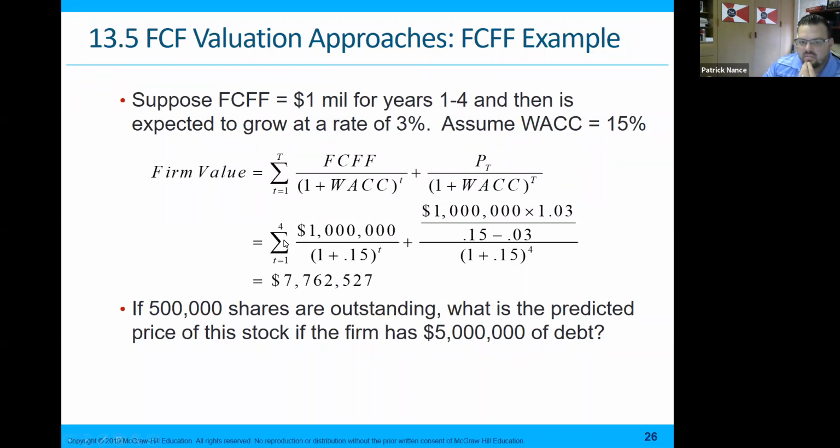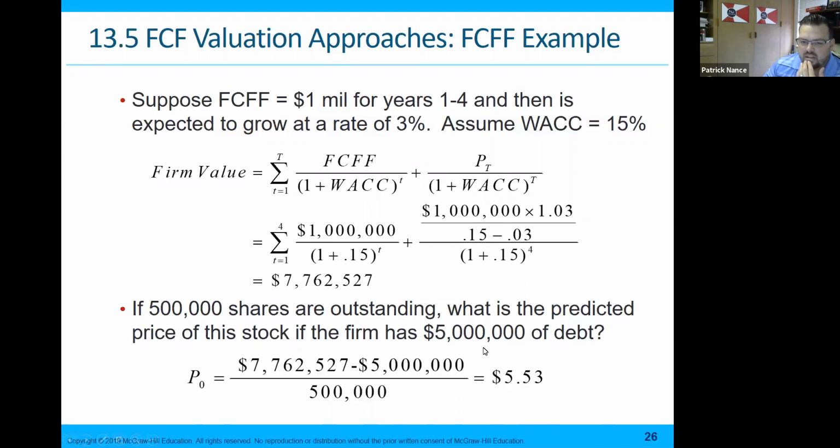So this would be my firm value, 7.76 million, and then all they're doing is plugging this into the formula that we just looked at. If 500,000 shares are outstanding, what is the predicted price of stock if the firm has $5 million of debt? And the answer is we should take the firm value minus the debt, because that's the actual amount of equity, right? The value minus debt should be the equity value, divided by the number of shares. So $5.53 per share would be the answer to this.